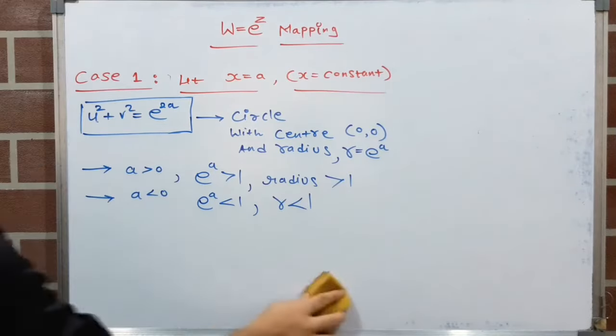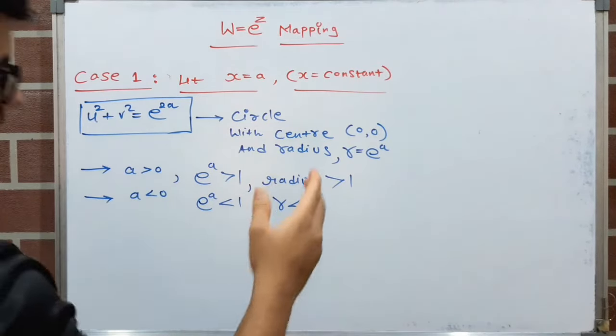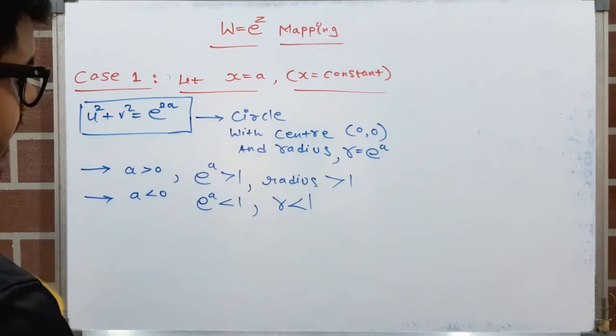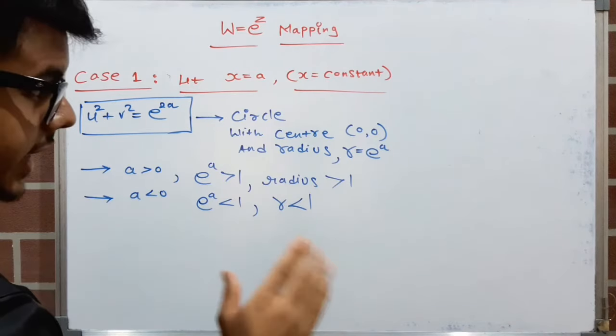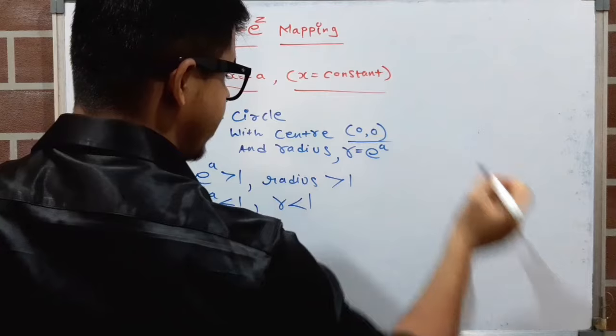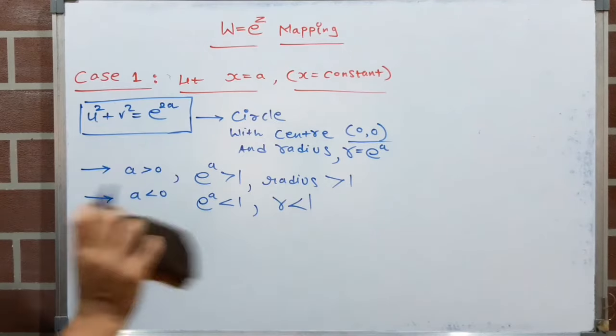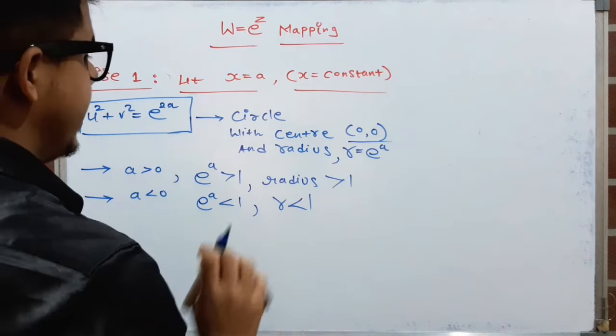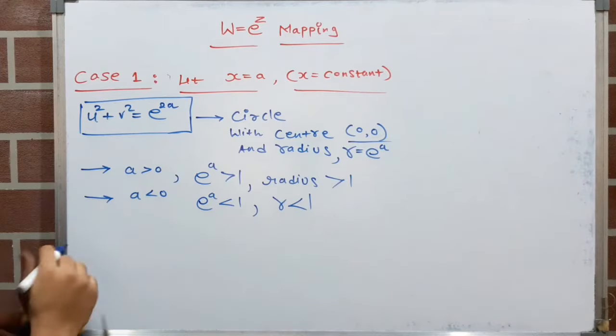So when a is negative, e raised to a will be less than 1, and that time the radius will be less than 1. Our center is fixed, that is (0, 0), which is at the origin. The center is not changed, only the radius changes with the value of a.